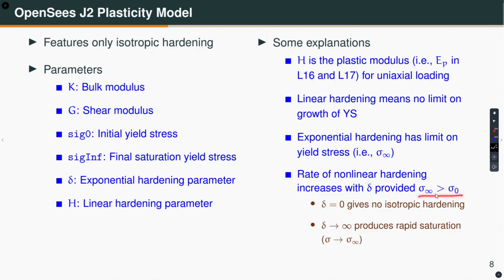Now, if we do this, then a higher value of delta means you will approach sigma infinity rapidly. A lower value means the rate is slower, and delta equal to 0 means there is no nonlinear isotropic hardening. So, this parameter is for nonlinear isotropic hardening and this is for linear isotropic hardening.